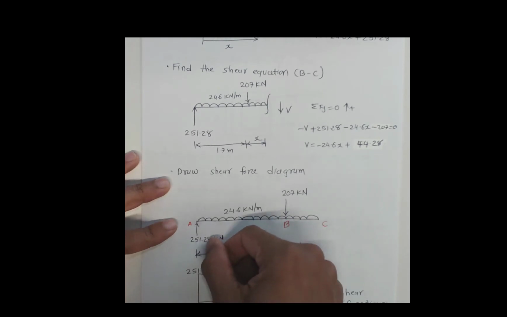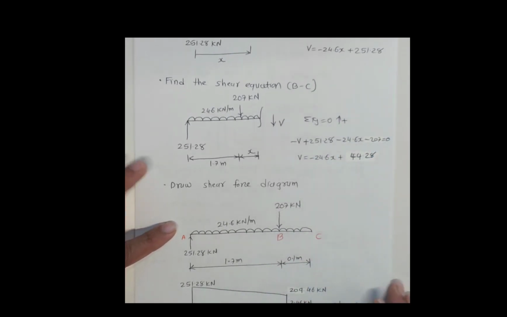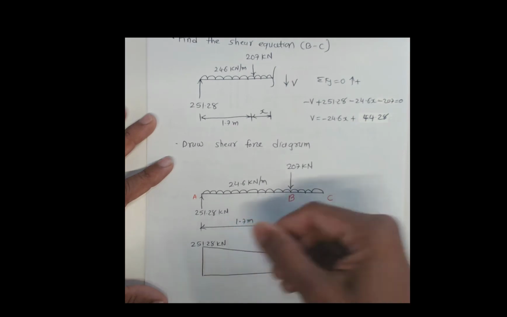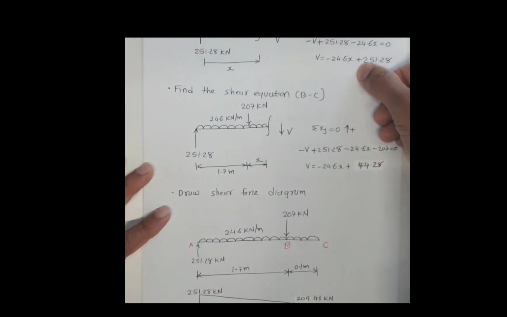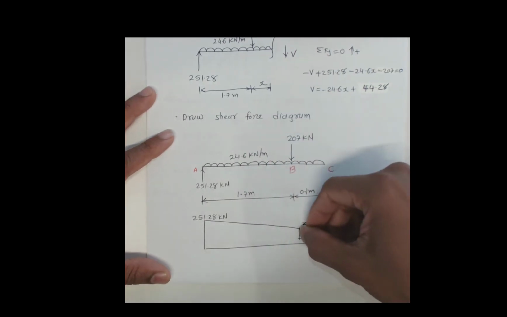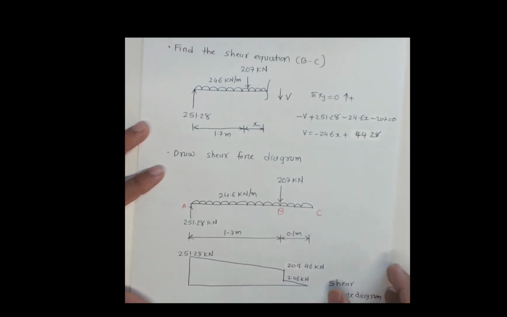So in this case we can draw the shear force diagram. Reaction force 251.28, slope 24.8, using these equations, and from here to here we can use this equation to calculate this one. Our aim is not to show the shear force diagram, but the main purpose is to design the reinforced concrete beam under the shear.